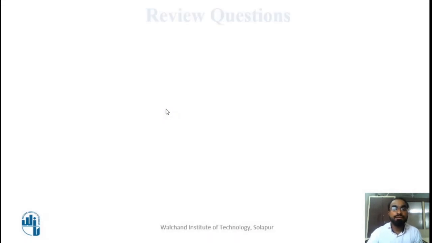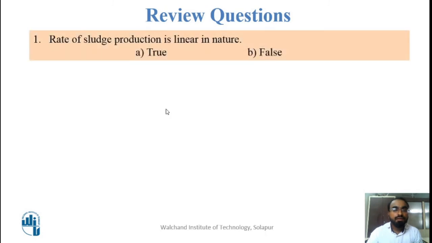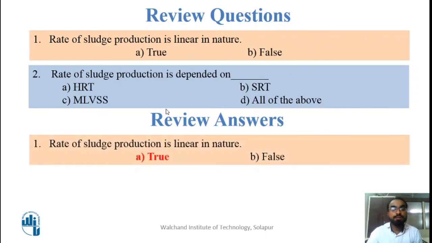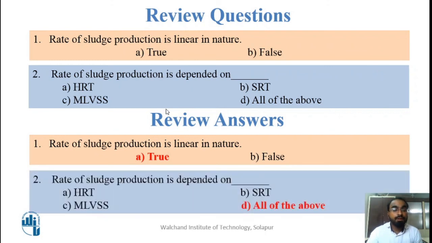Now let us have a review question. First: the rate of sludge production is linear in nature, true or false. Next: the rate of sludge production is dependent on what? HRT, SRT, MLVSS, or all of the above. So the correct answer is that the rate of sludge production is linear in nature. Why? Because Px is directly proportional to dx by dt, and the rate of sludge production is dependent on all of the above, that is HRT, SRT and MLVSS.